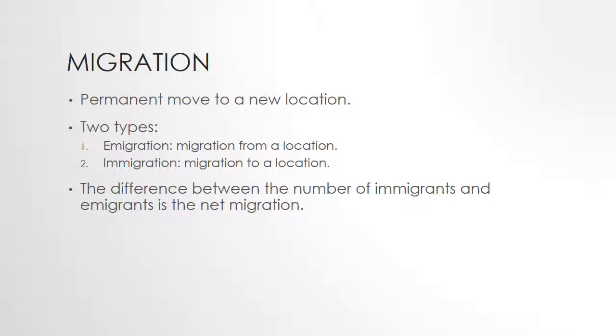Migration is the permanent movement to a new location. There are two types of migration: emigration, which is the migration from a location, and immigration, the migration to a location. The difference between the number of immigrants and emigrants is the net migration.